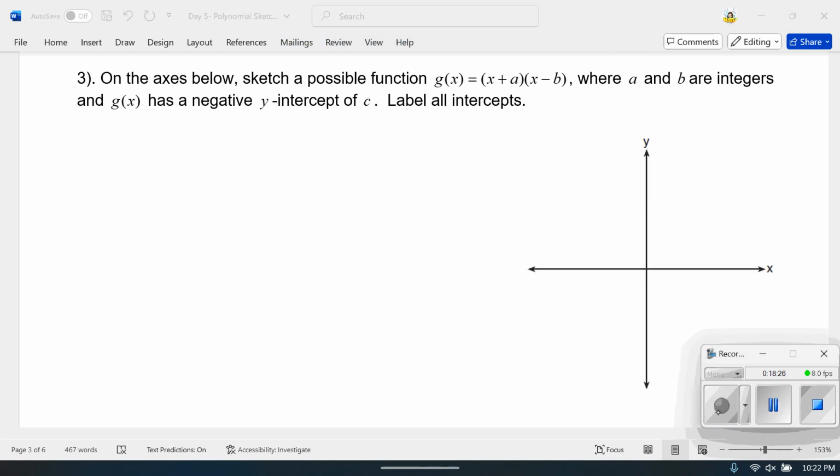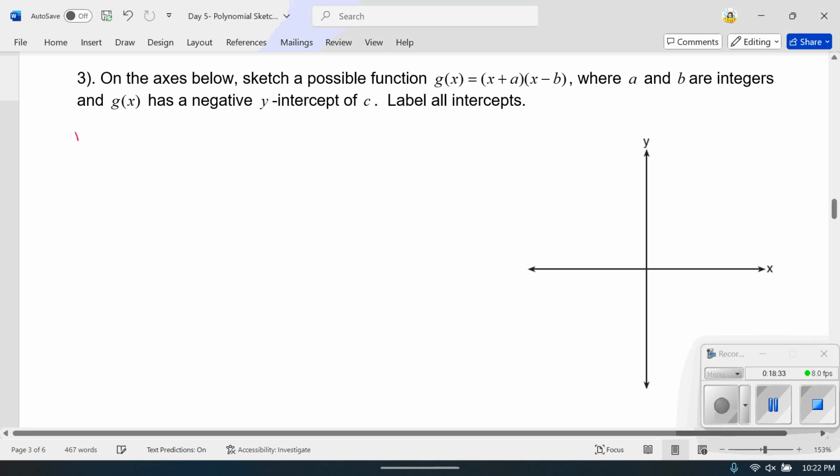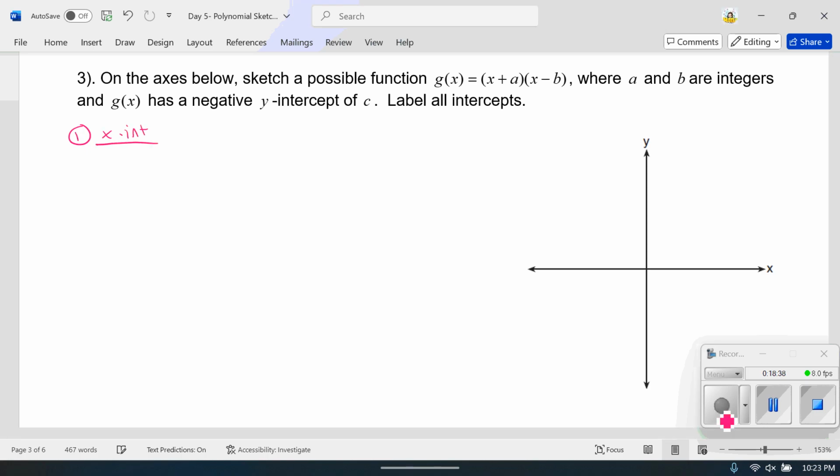Okay, we have 2 more problems. On the axes below, sketch a possible function. All right, we have to find your x-intercepts. You have (x + a)(x - b) equals 0. You make a t-chart. You get x equals -a, x equals b. Multiplicity is 1 for both of them because they have an exponent of 1. They happen 1 time each, which means you go straight through.